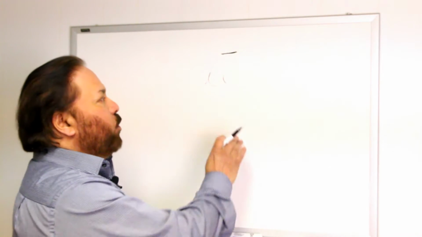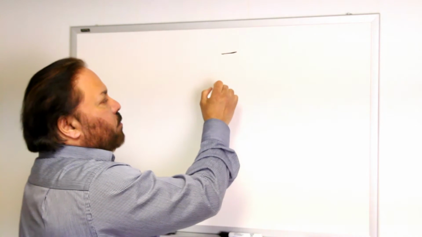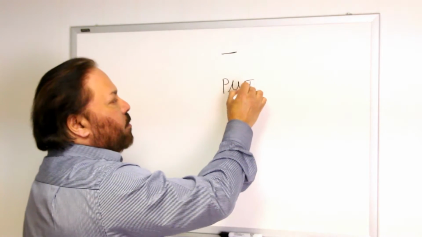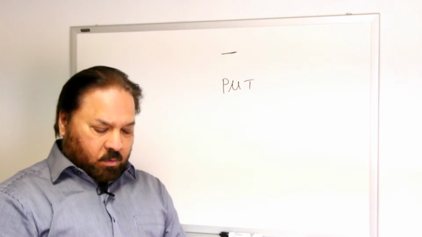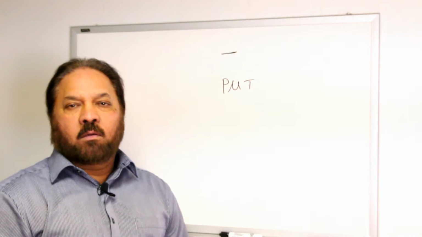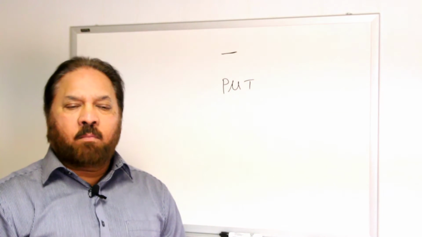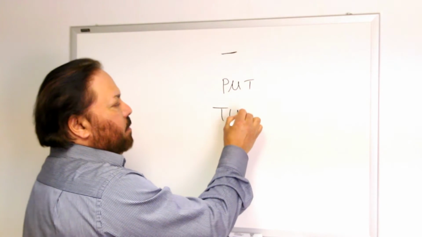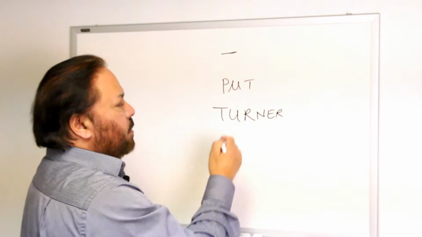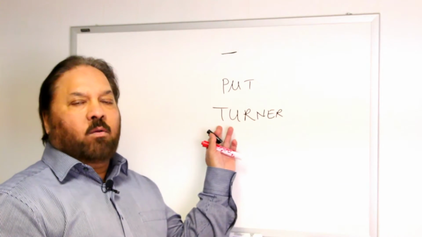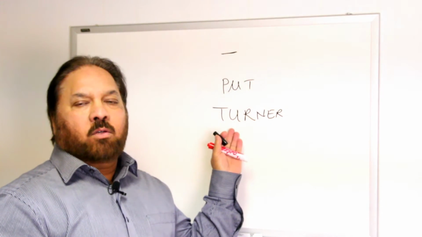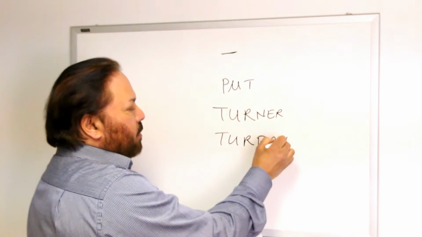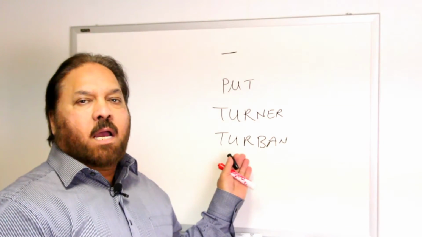For example, we can use this U for a sound something like P-U-T, put. So it doesn't give you a strong sound of U. But in some words, when we write this, like Turner, the U doesn't give any sound. We say Turner, it's not pronounced Turner. Or something like turban. We say turban, it is not turban.